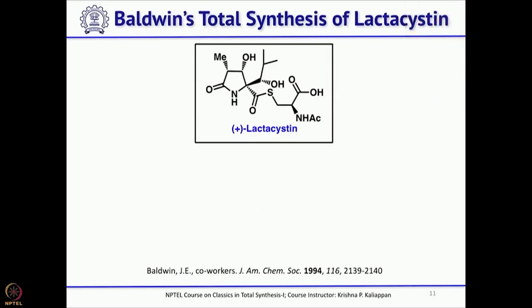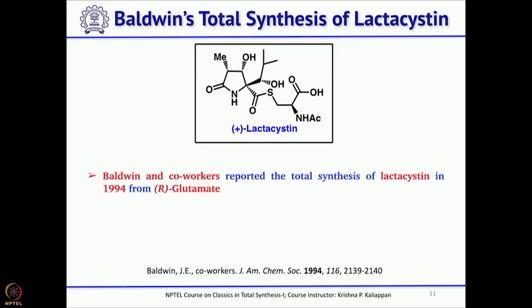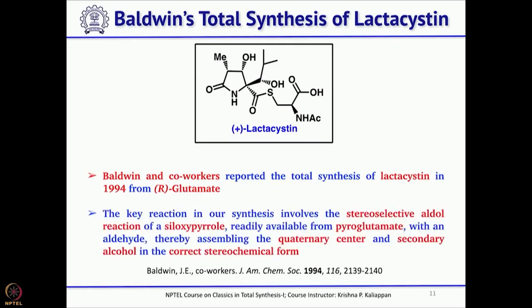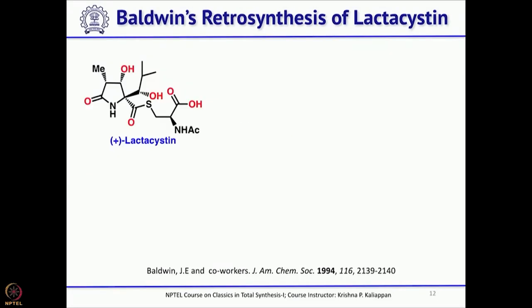Then the second total synthesis was reported by Baldwin in 1994, 2 years after E.J. Corey reported the total synthesis. And here again he started with another commercially available amino acid, glutamate. And let us see how he made this. His retrosynthesis, again, as you know, the cleavage of the C-S bond is the first thing.